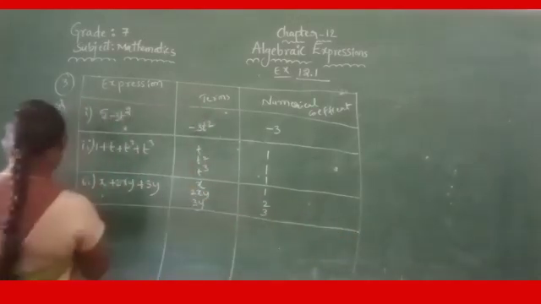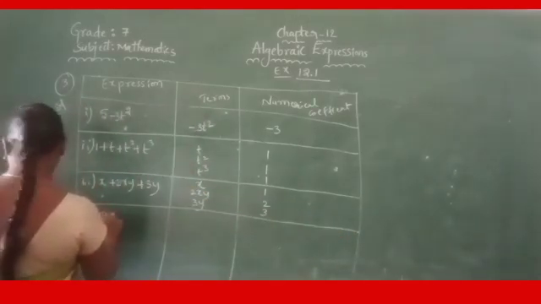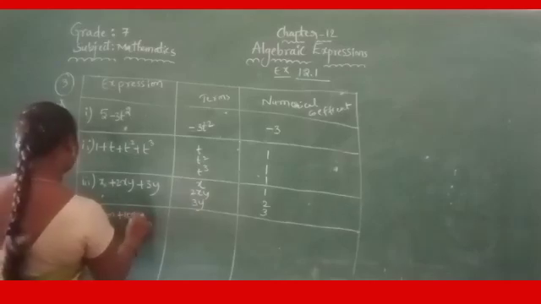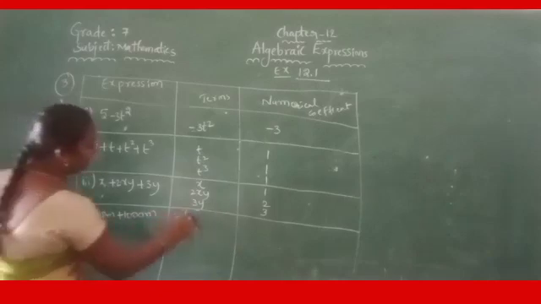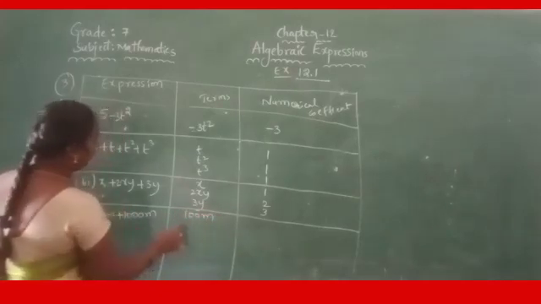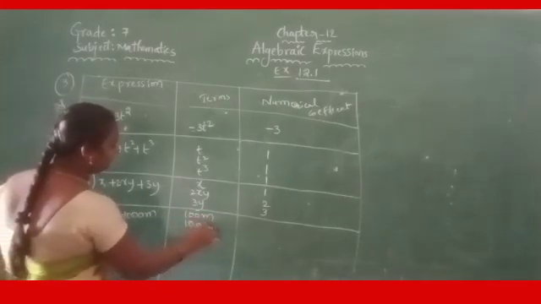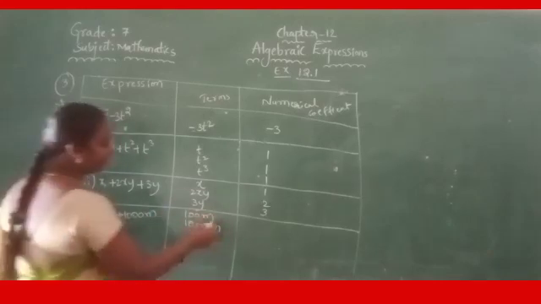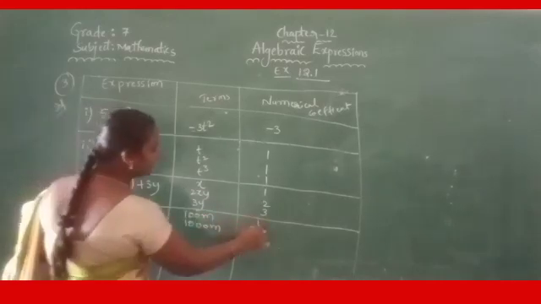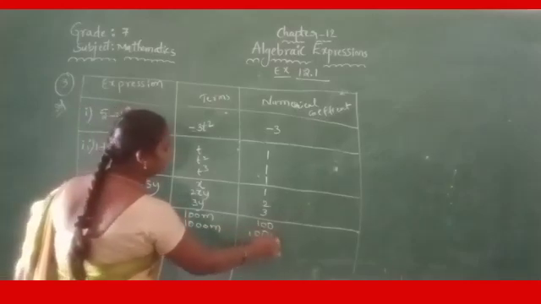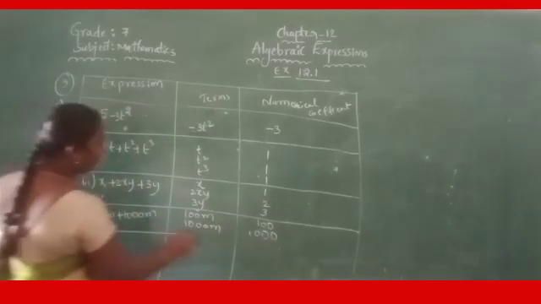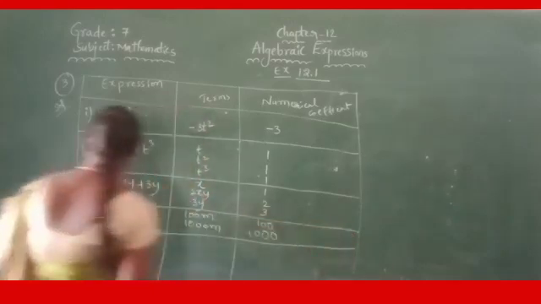Similarly, see the fourth one, 100m plus 1000m. How many terms here? 100m and 1000m. The numerical coefficient is 100. Here also, very good, 1000. 1000 is the coefficient.